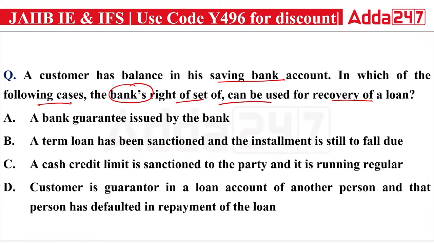Okay. So the right of set off can be used when the customer is a guarantor in a loan account of another person and that person has defaulted in repayment of the loan. Then the right of set off can be exercised by the bank for the recovery. The right answer is D. In this case, the bank has the right to exercise the right of set off.